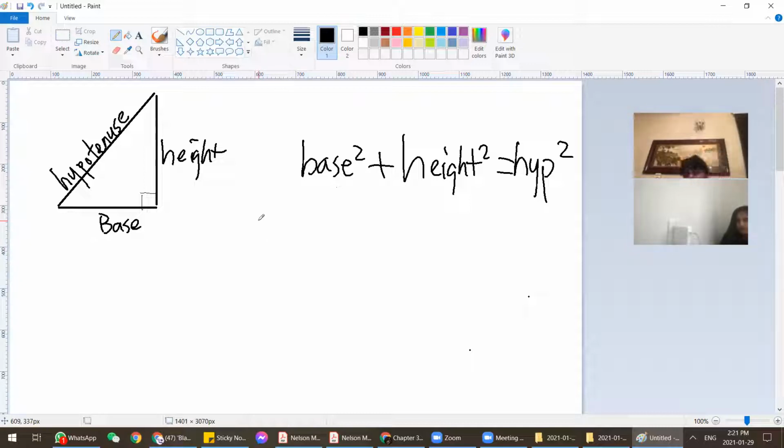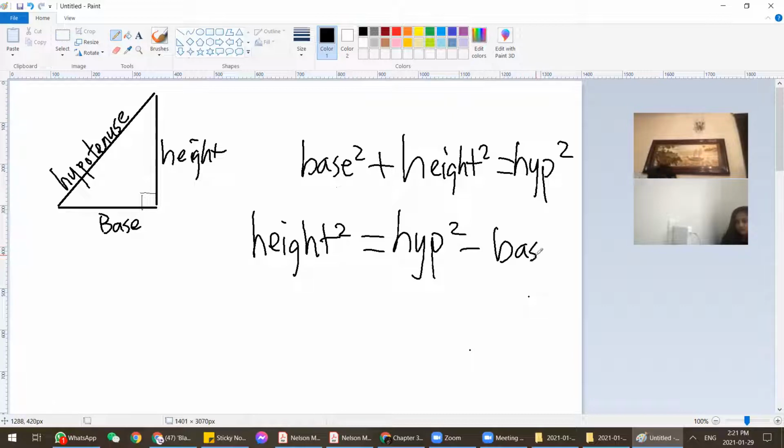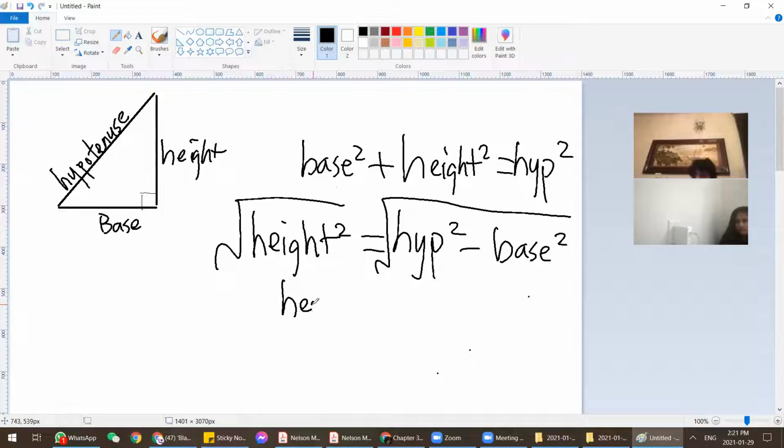So you would move. It would be hypotenuse. No, height squared equals hypotenuse squared subtracted by base squared. Yeah, both sides minus base squared, right? And then both sides square root, right? So then height equals the square root of hypotenuse squared minus base squared.